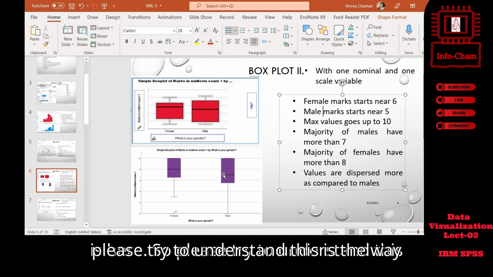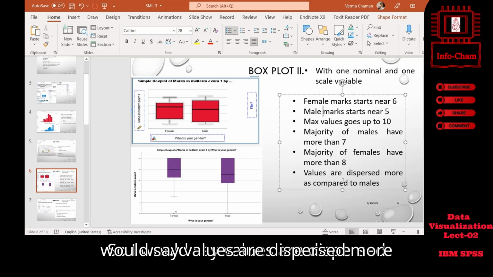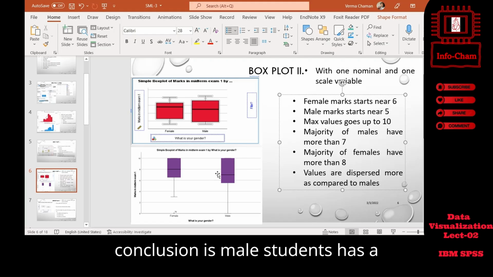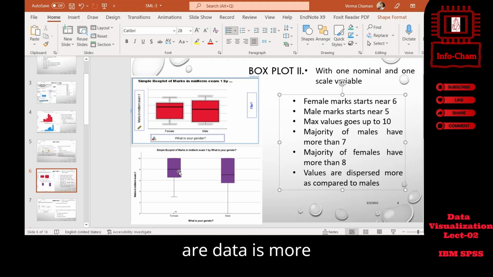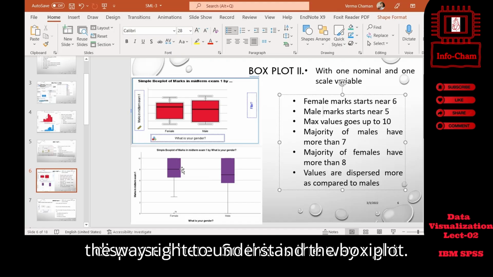So please try to understand, this is the way to identify the box plot. I would say values are dispersed more as compared to the male. So the conclusion is male students have very little dispersion, and the female students' data is more dispersed here. So this is the way to understand the box plot.